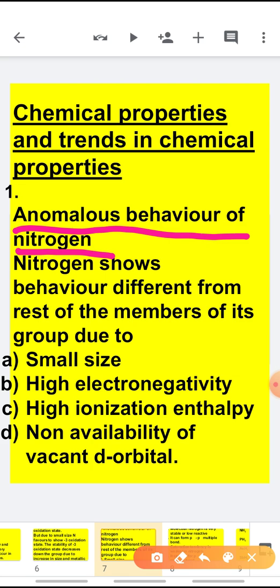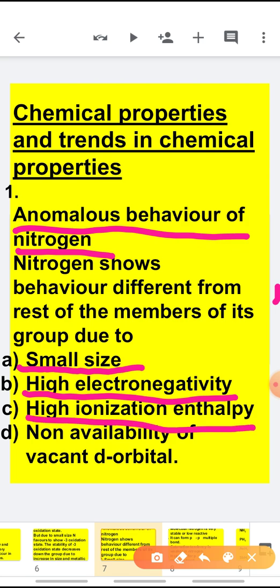Now, what is the meaning of anomalous behavior? Actually, the first element or the second period element of all the groups, not only the nitrogen family, any family, shows behavior which is different from the rest of the members of the group. Like that, nitrogen also shows some behavior which is different from the other members of the group, and the reasons behind the difference are the very small size of the first element, high electronegativity, high ionization enthalpy, and the most important one is the non-availability of the vacant d orbital.